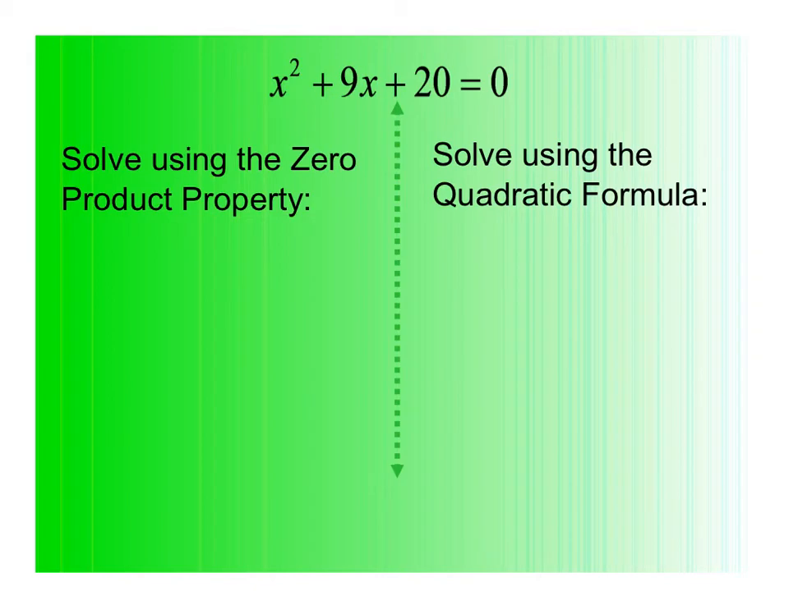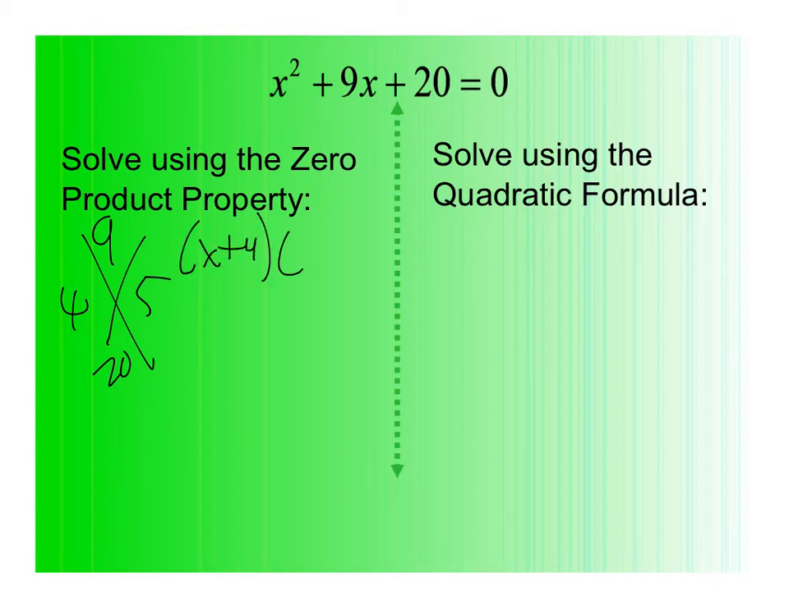So using zero product property, you're looking here. So here's where you're setting up your x. You're going to go 9 in the top, 20 in the bottom. So now, what multiplies to 20 adds up to 9? Well, 4 and 5. So zero product, or factoring this, just becomes x plus 4, x plus 5.